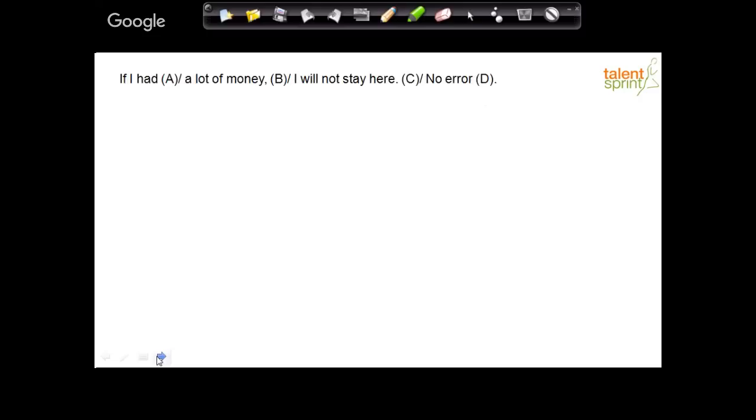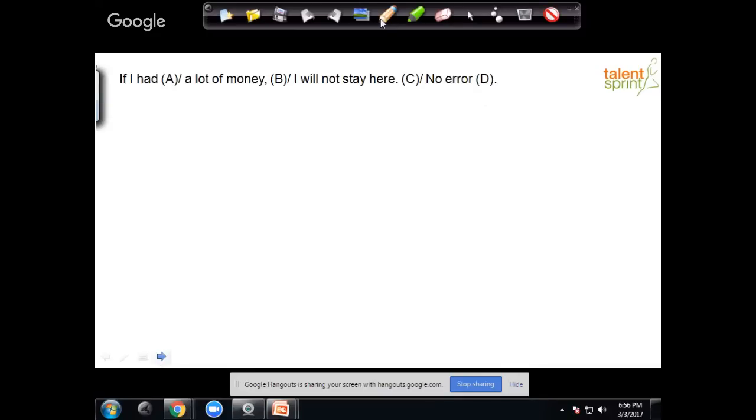Our last rule for the day, 15th rule. If I had a lot of money, I will not stay here. So as soon as you see the sentence, you know it's pertaining to a specific rule. What is that rule?